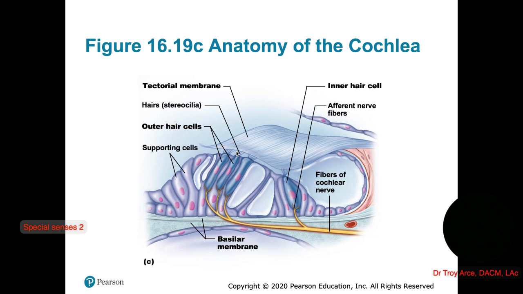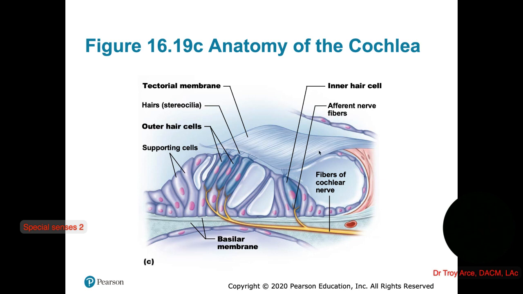Another picture. You have your supporting cells, your outer hair cells. Know that we'll be covering this later as well. Know that hairs are stereocilia. Okay, and if I show you a picture of this during a test, you see right here, we covered this during our nervous system. This is afferent nerve fibers.